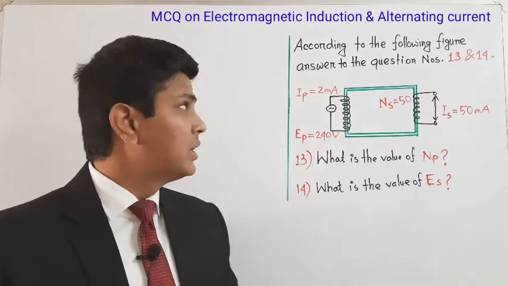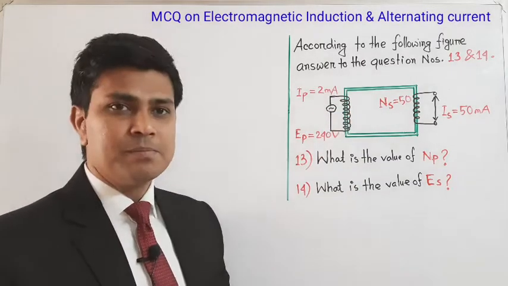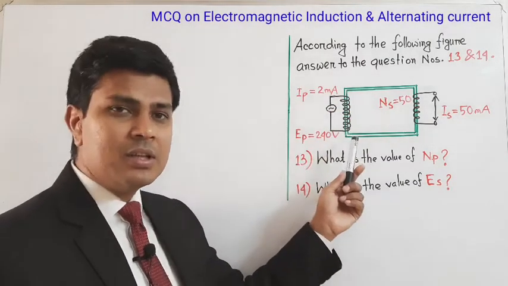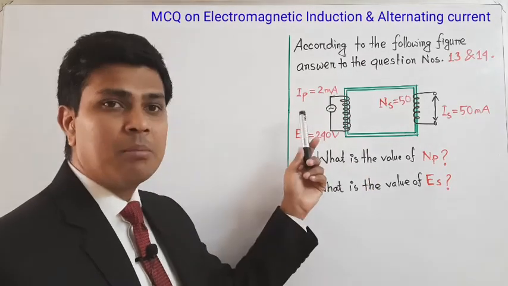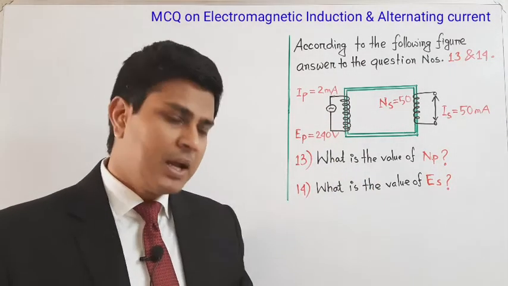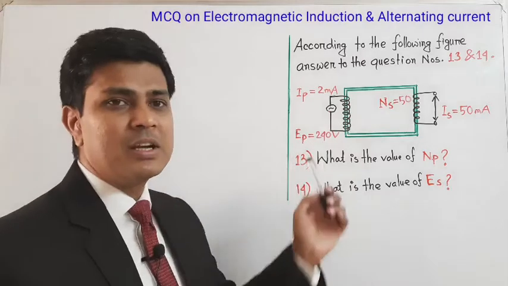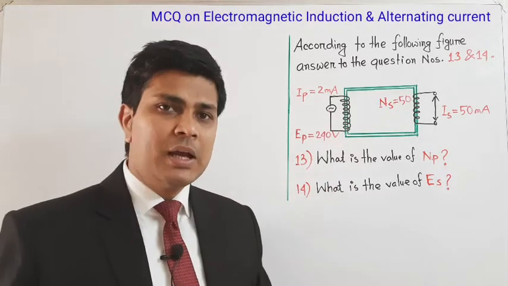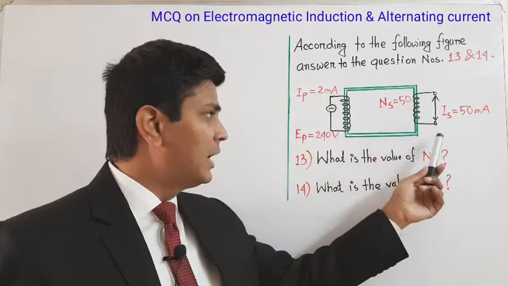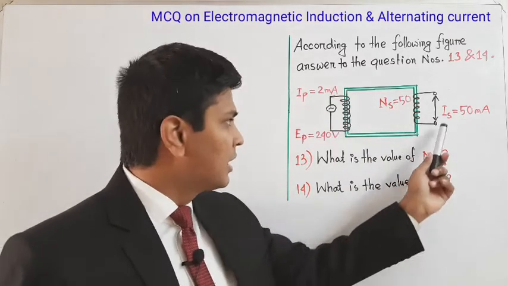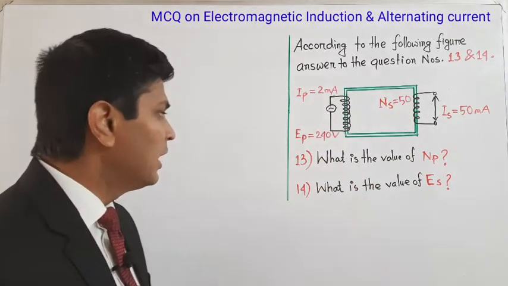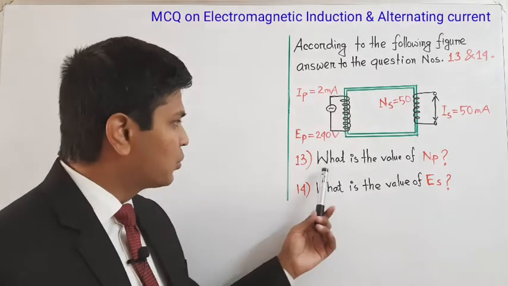Let's solve questions 13 and 14 according to the figure. Here you can see a transformer. The current of the primary coil is given here as 2 milliampere, and the voltage of the primary coil is given as 240 volt, and the number of turns of the secondary coil NS is given as 50, and the current of the secondary coil is given as 50 milliampere. This is the stem actually, and question number 13 is, what is the value of NP?